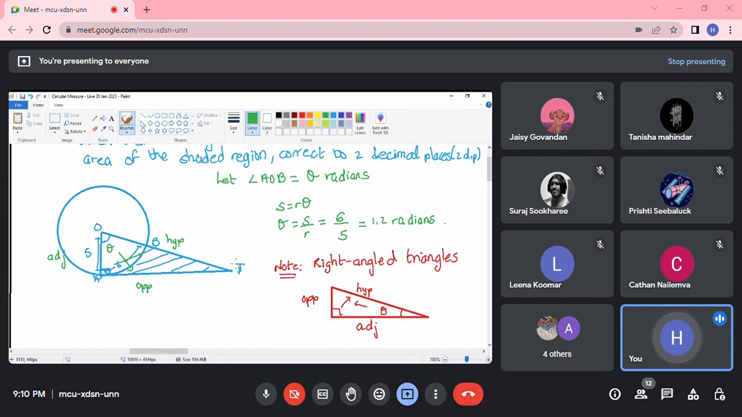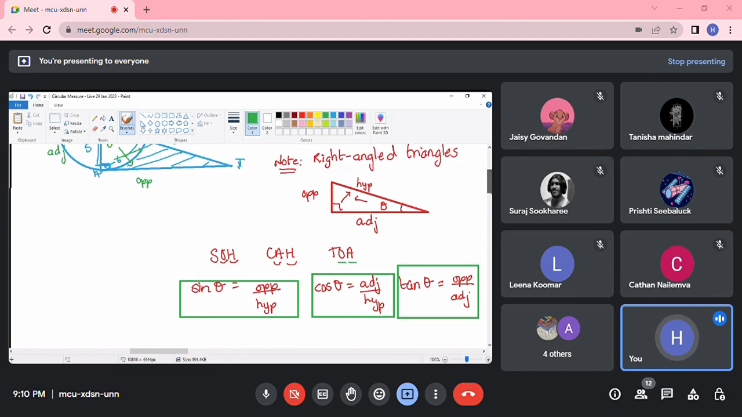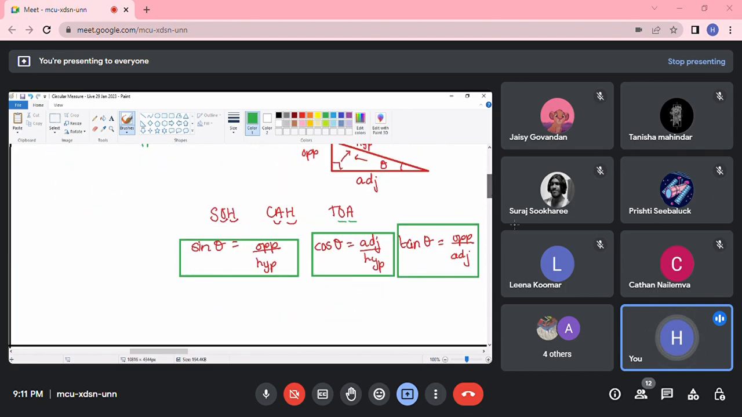So, we have the angle theta, which is given as 1.2 radians. And we also have the adjacent side, which is the radius, 5 centimeters. So, we have opposite and we have adjacent. So, when we have opposite and adjacent, we make use of tan. So, tan theta would be equal to opposite over adjacent.